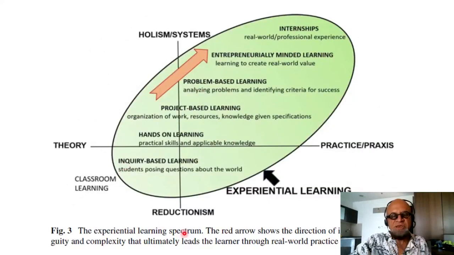If you look at the experiential learning spectrum, coming back to experiential learning, the red arrow shows the direction of increasing ambiguity and complexity that ultimately leads the learner through real-world practice. So wicked problems are always ambiguous and complex, and one has to deal with it, often just resolve the project and not really solve it in that sense. So you have theory and practice, or praxis.